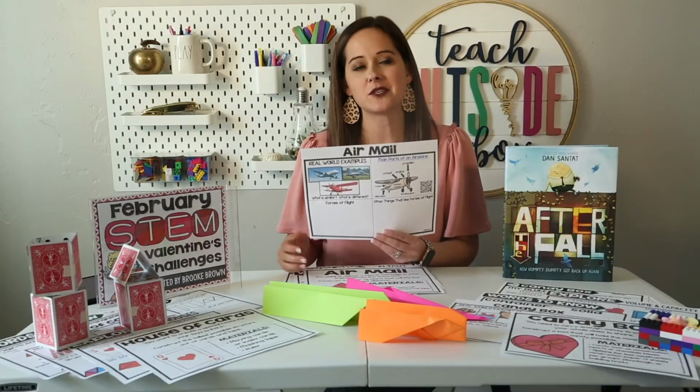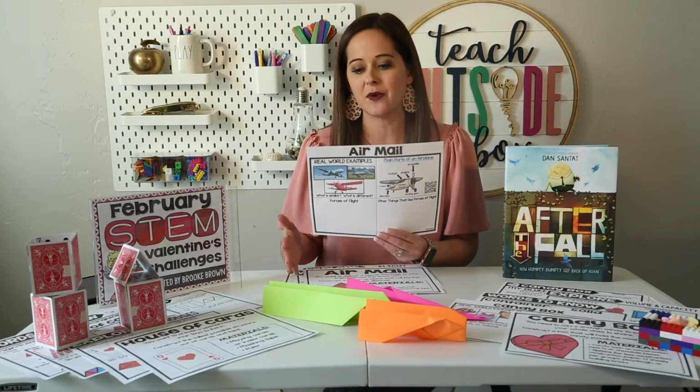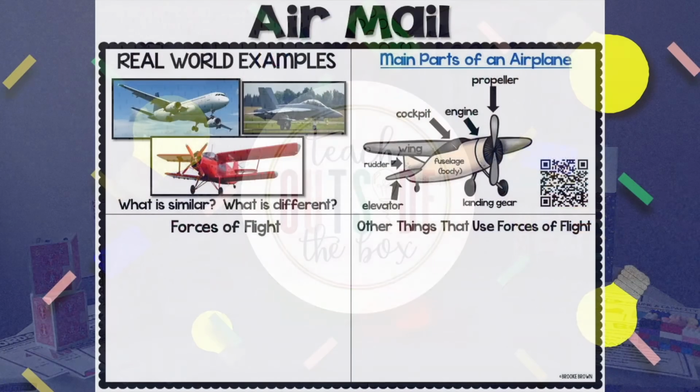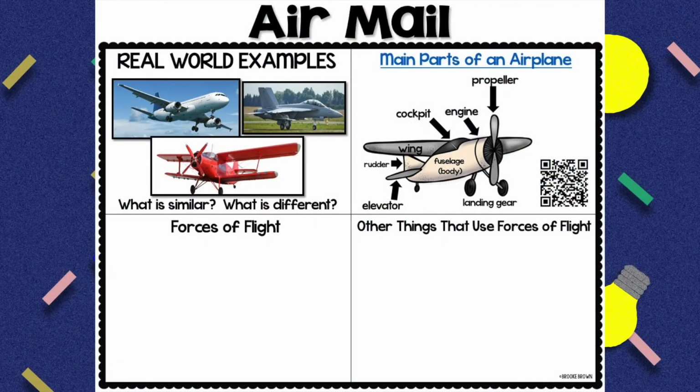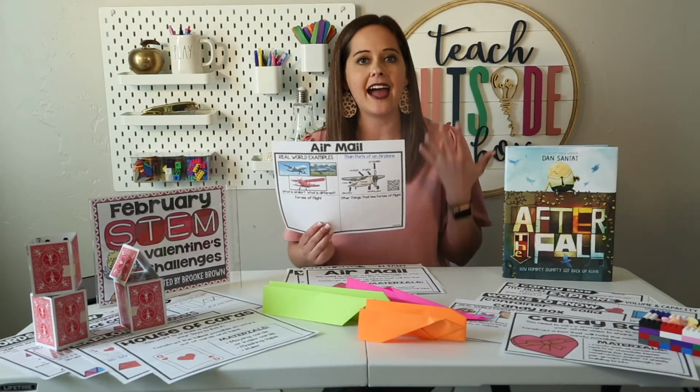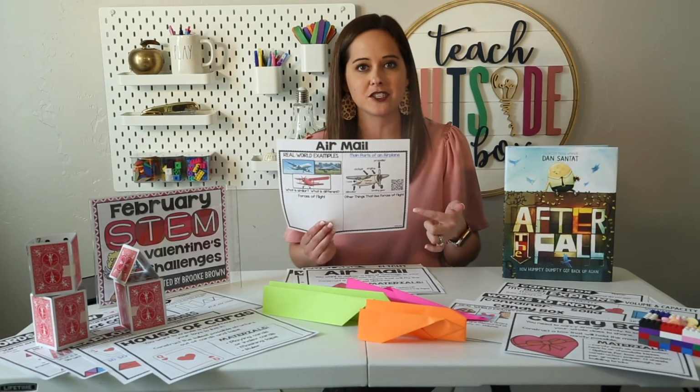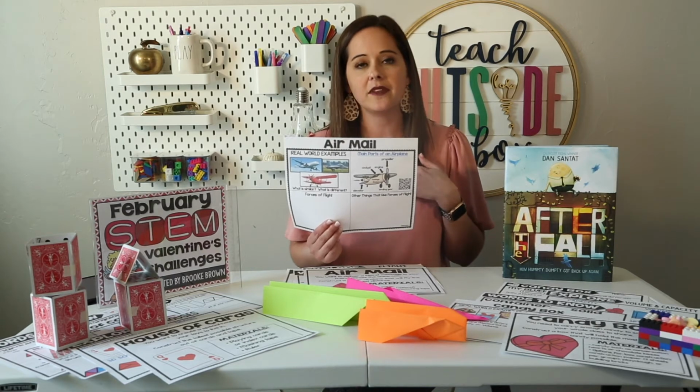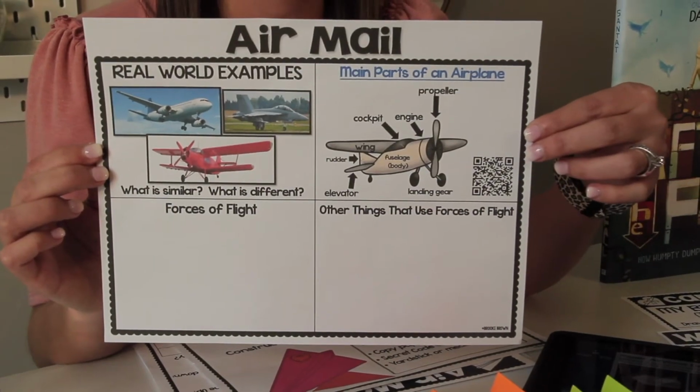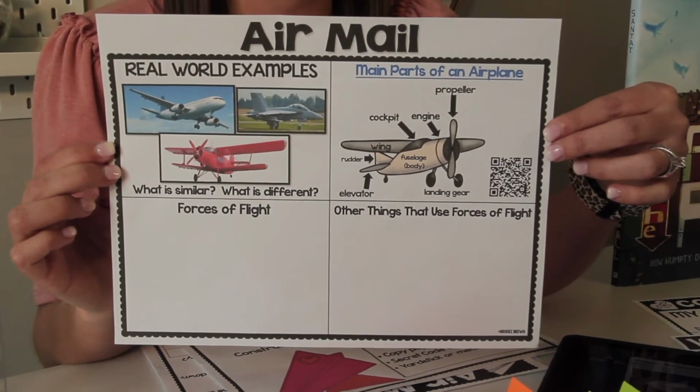As always, we want to prime our kids' background knowledge by showing them some real-world examples of what they are creating. So I show them these photos of airplanes and we discuss what is similar and what is different about the different models. And then we also compare and contrast different parts of the airplane to a paper airplane. They love learning that high-level vocabulary. Fuselage is one that they like using in class.